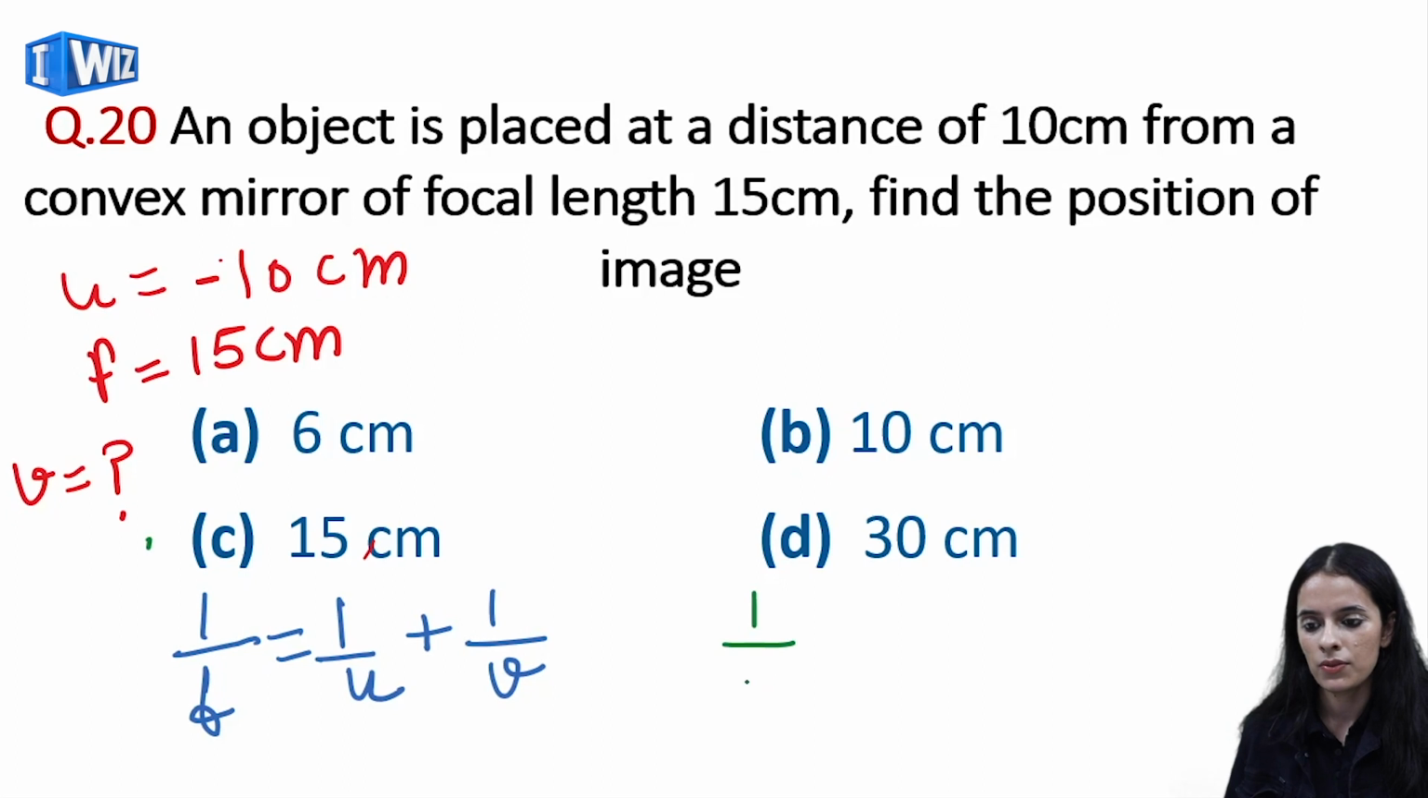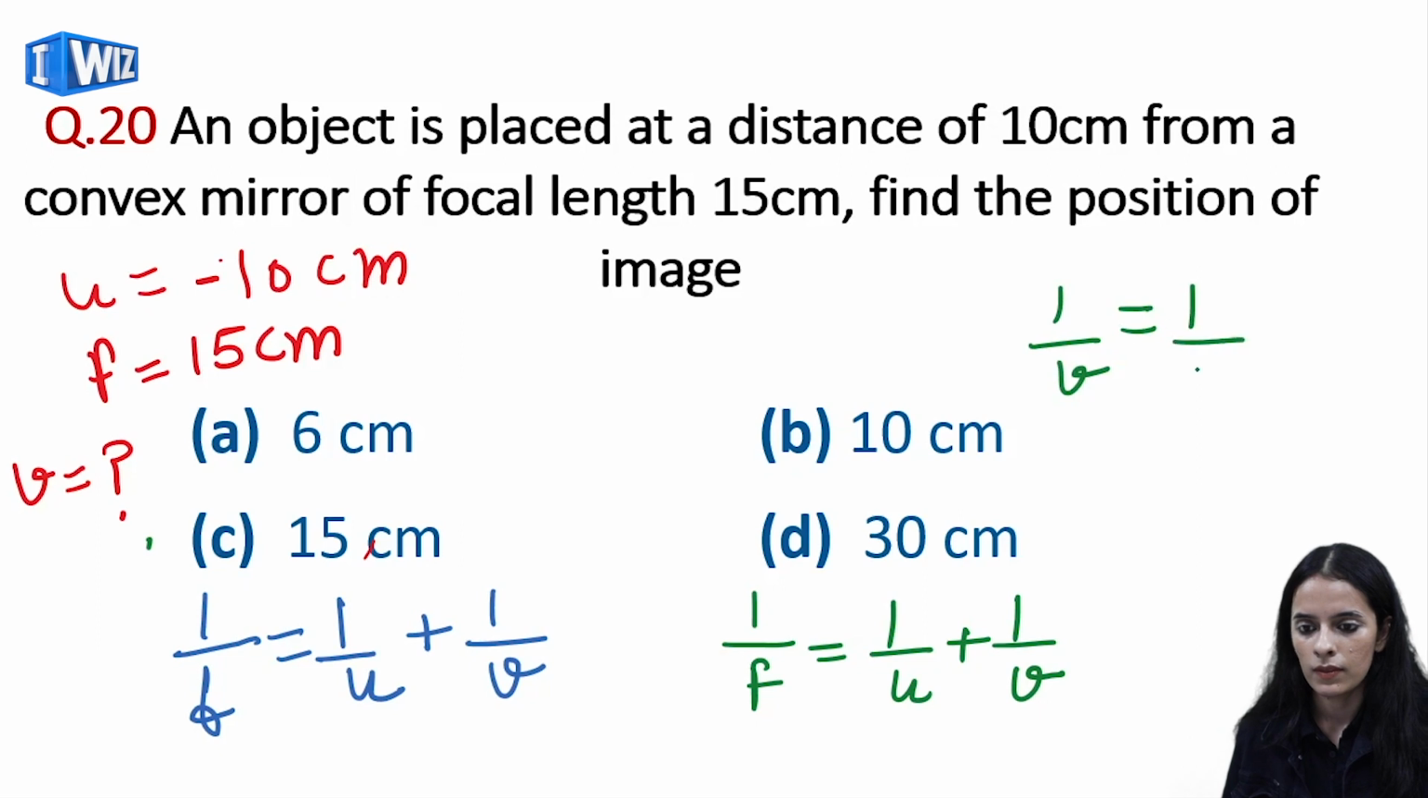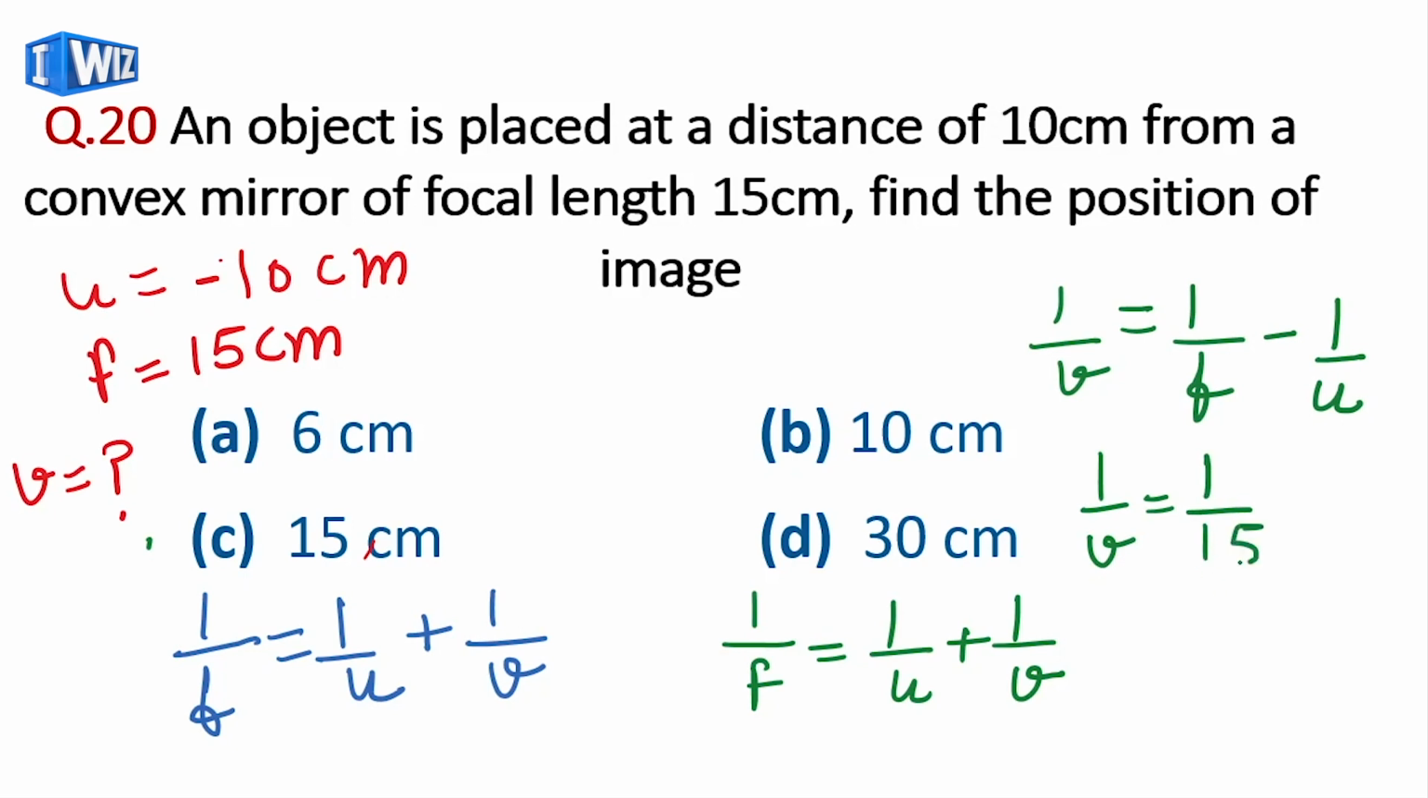So 1 over f is 1 over u plus 1 over v. So 1 over v, when I take 1 over u to the left hand side, it will go like this, minus. So just put the value of focal length. Focal length is 15. Object distance is how much? Minus 10. So 1 over v is equals to 1 over 15, minus minus will go plus 1 over 10.